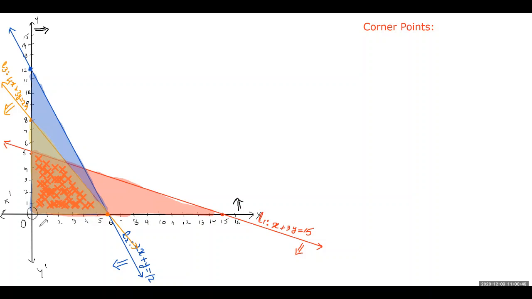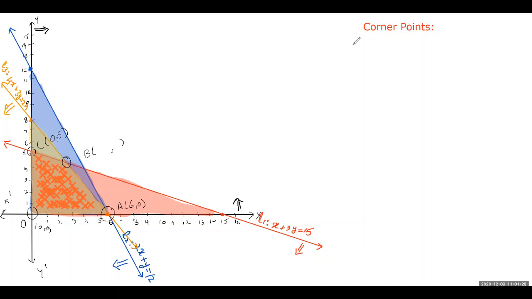The first corner point O, its coordinates are 0, 0. The second corner point, let's name it A, and you can see its coordinates are 6, 0. The third corner point B is the point of intersection of L1 and L3. So B is the point of intersection of L1 and L3. We will calculate it and then we will write its coordinates here. And this is the fourth corner point, which is C, and its coordinates are x equals 0 and y equals 5.